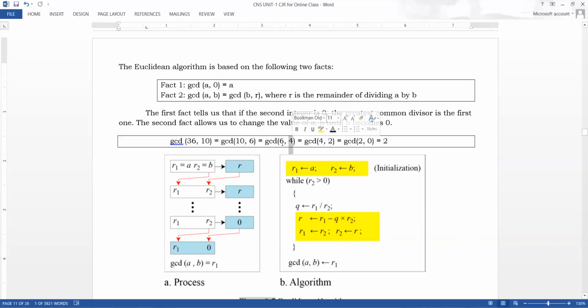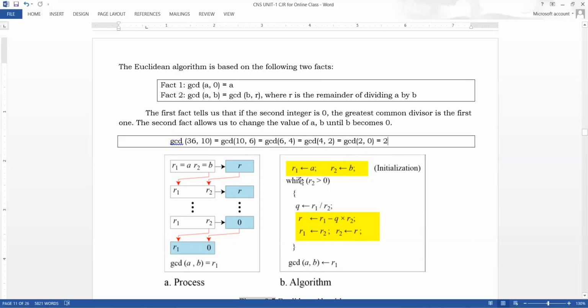So GCD of 6 comma 4 equals the second number 4 noted down here, and 6 by 4 gives 2 as the remainder, so that 4 comma 2. Now the second number 2 is noted down here, and then 4 by 2 remainder 0, that 0 is represented here, so GCD of 2 comma 0. According to the first fact, GCD of a comma 0 equals a, so GCD of 2 comma 0 equals 2. So finally GCD of 36 comma 10 equals 2.